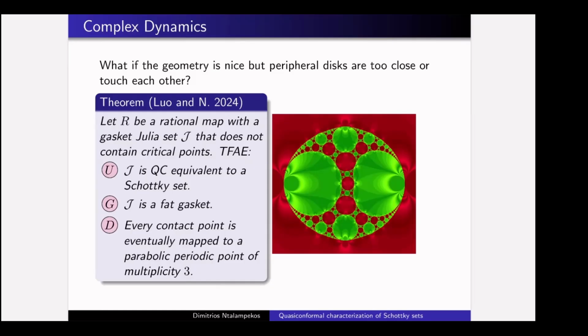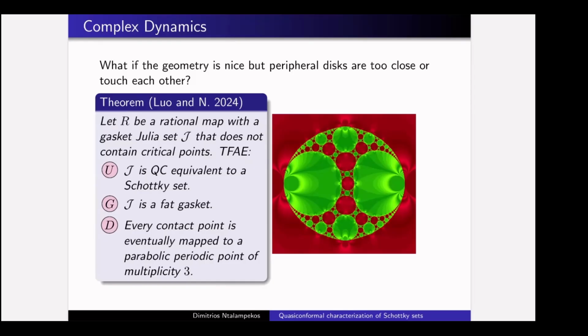The proof is purely dynamical, and unfortunately, there was no hope to extend this proof to general compact sets. Basically, one can show that there is a unique homeomorphism from this Julia set to a Schottky set, and then the job that one has to do is to extend this to a quasi-conformal map of the sphere. So the homeomorphism is already given to us by some other work of Yusheng and his collaborators.